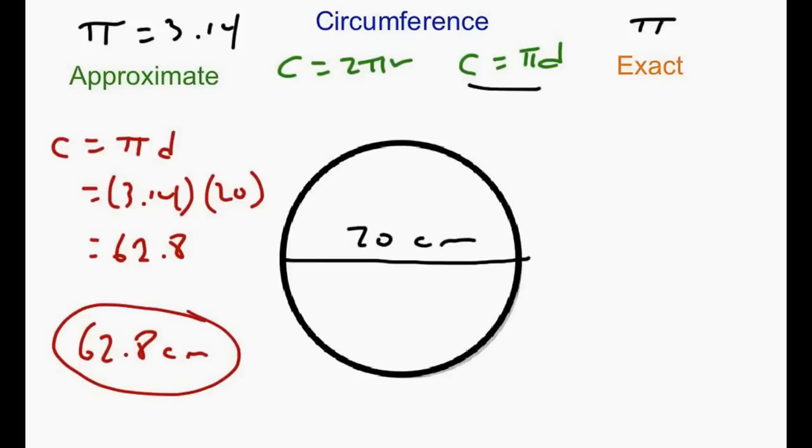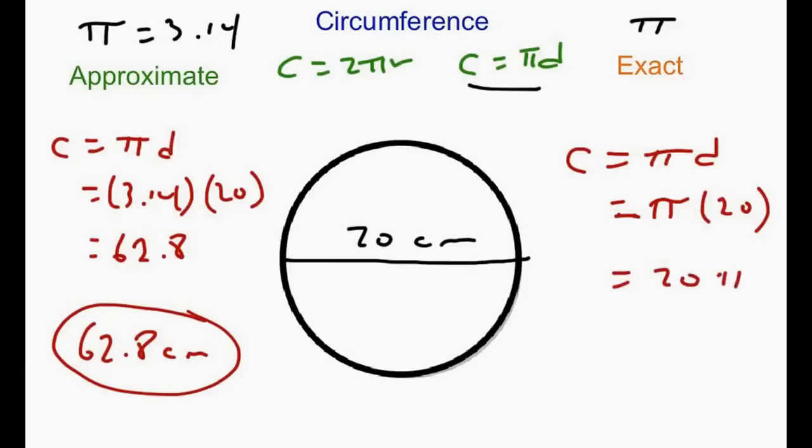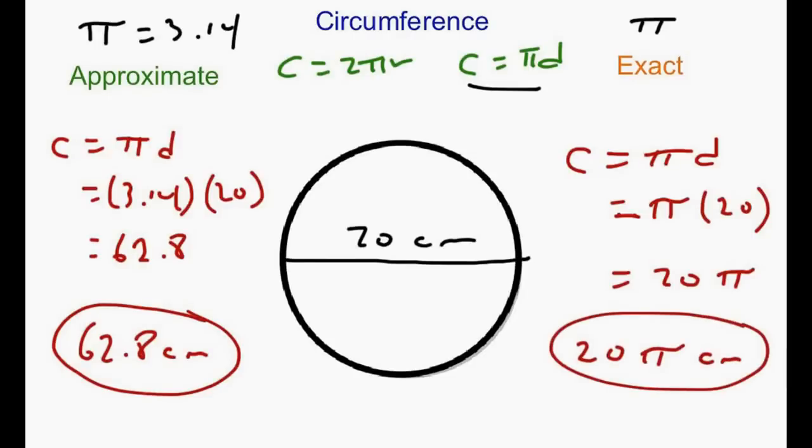Alright, over here for the exact, same formula, circumference equals pi times diameter. This time the pi symbol stays the same. My diameter is 20. I'm not going to leave my answer like that though, because we want the number first, then the pi symbol, just like if it was a number and variable, like we said before. And then that's our answer, 20 pi centimeters. Distance around the circle. Approximate, exact.